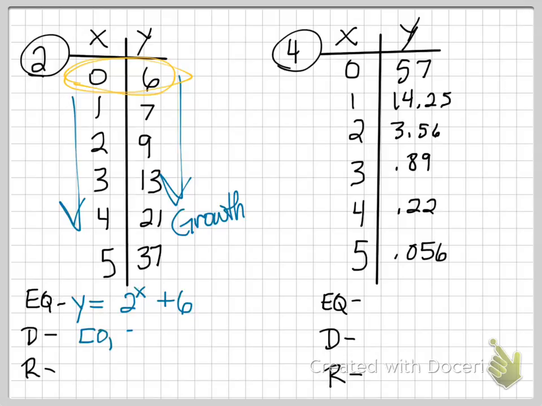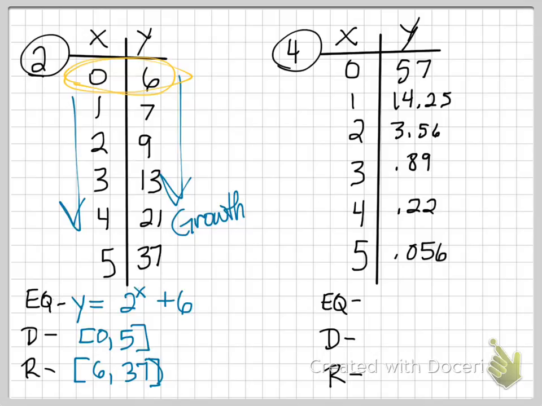Well, I already gave you that one for all the problems. Told you it was 0 to 5. Then I put the lowest number in my y and the highest number every single time. That's going to be my range. So in this case, it's 6 to 37.